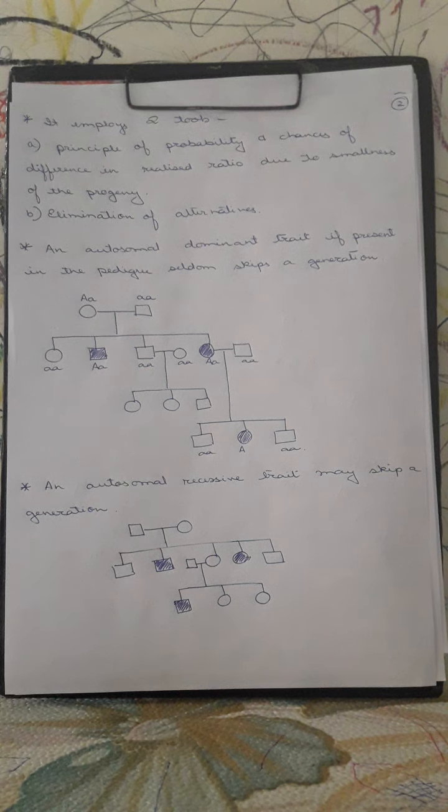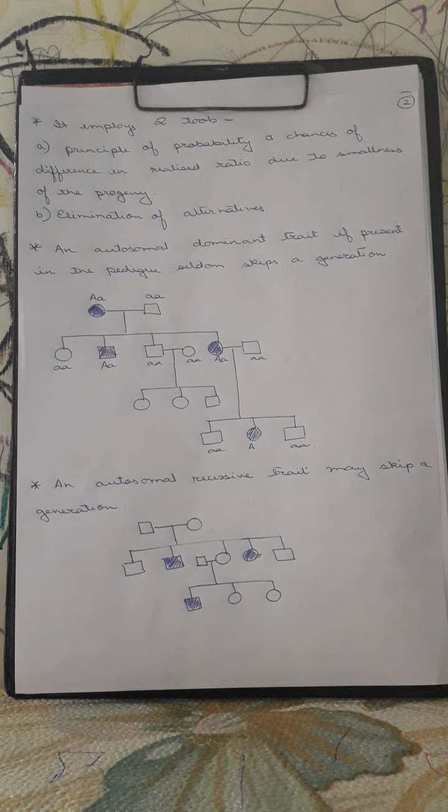Now, while we are studying pedigree analysis, two tools are applied. First is the principle of probability, and chances of differences are realized in the ratio due to smallness of the progeny and elimination of alternatives. Let us see two examples. The first one indicates an autosomal dominant trait. If an autosomal dominant trait is present, what happens? The generations are not skipped. Very rarely are generations skipped.